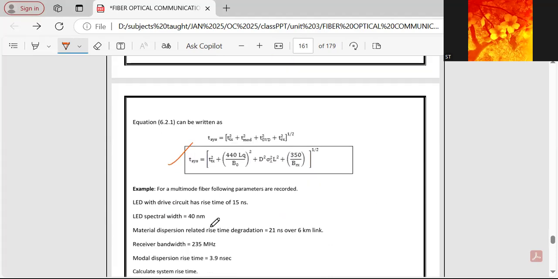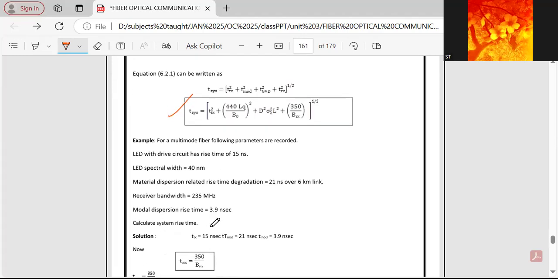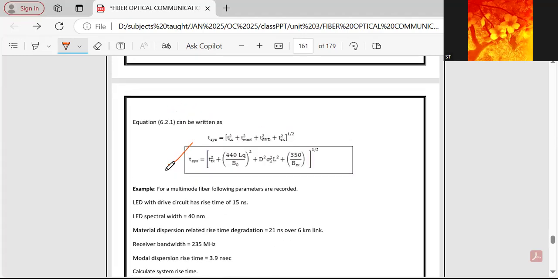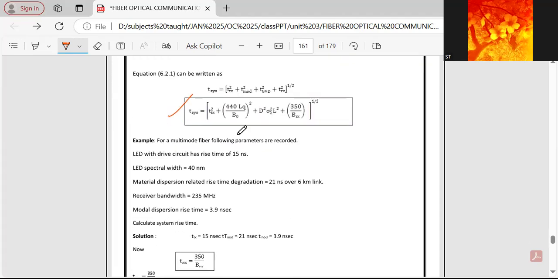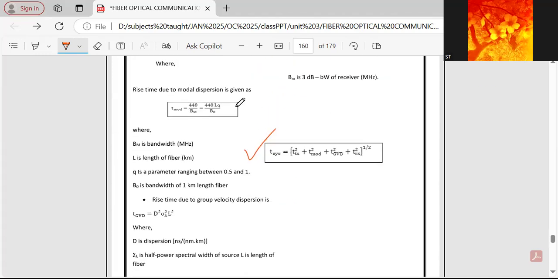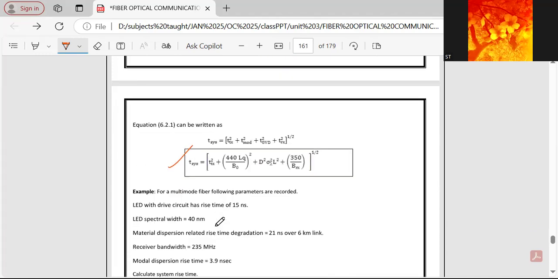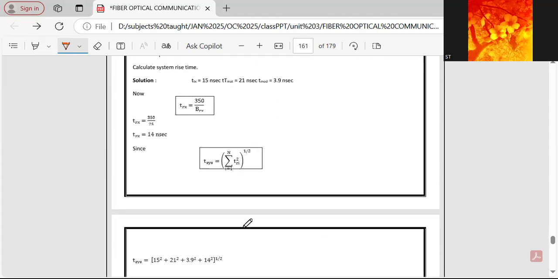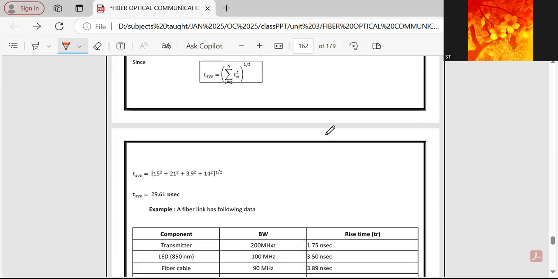So if we talk about the numericals, different parameters will be given, and you have to use the above discussed formulas. These are the main formulas. On the basis of these formulas, you can calculate the value of rise time.